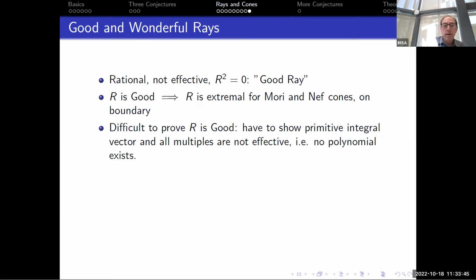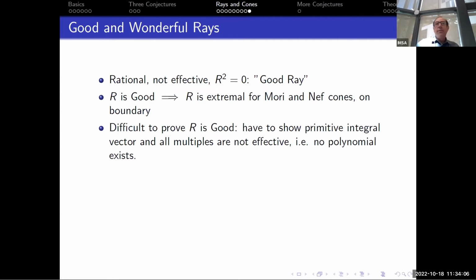Okay, so we're going to use this terminology of good and wonderful. We'll call this situation a good ray: if it's rational, it's not effective, and the square is 0. It's exactly the hypothesis of the Nefness Lemma. And the Nefness Lemma says if it's a good ray, then it's extreme.